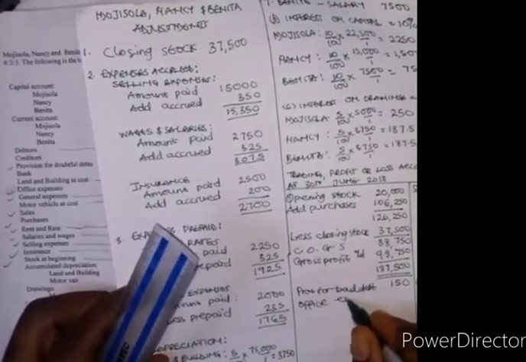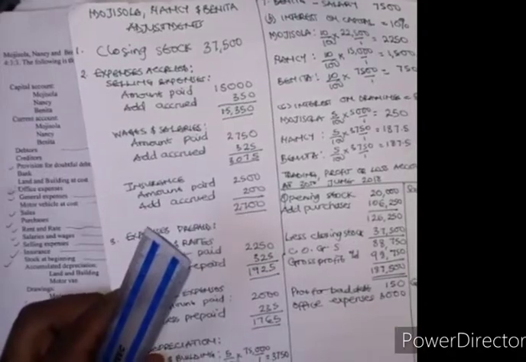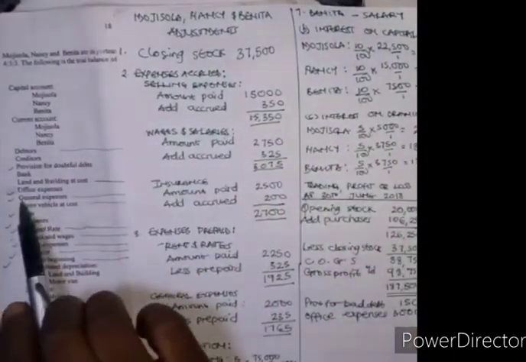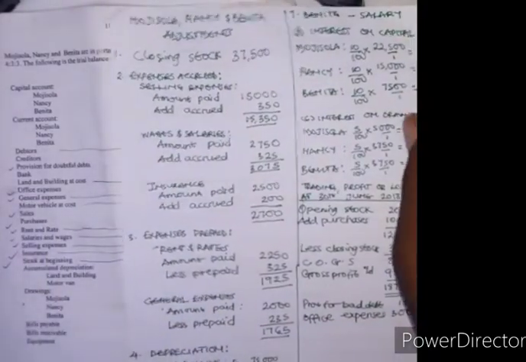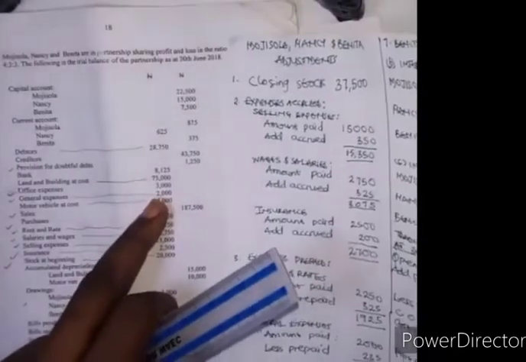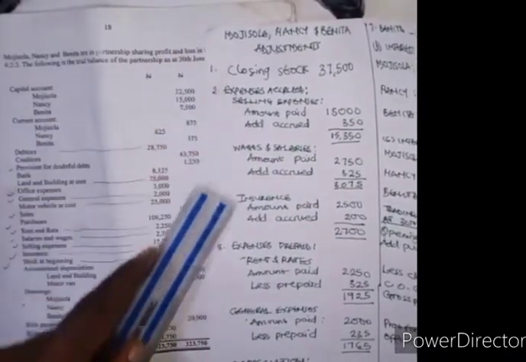Office expenses 3,000. Okay. Now the next one is general expenses. Okay. General expenses is 2,000. But let's check if there was an adjustment in general expenses.